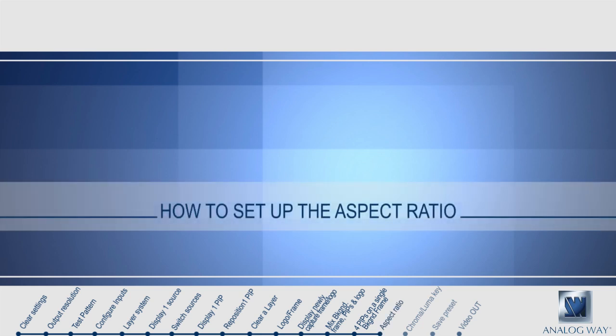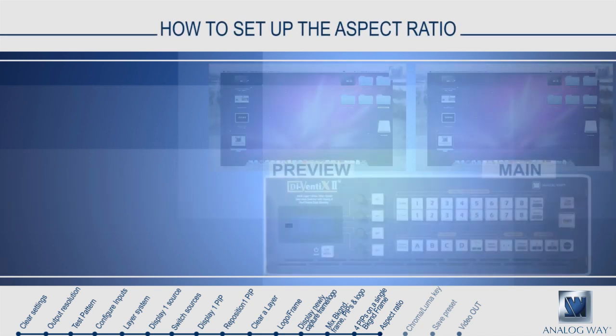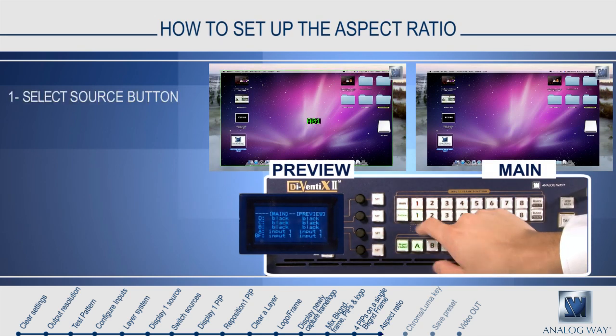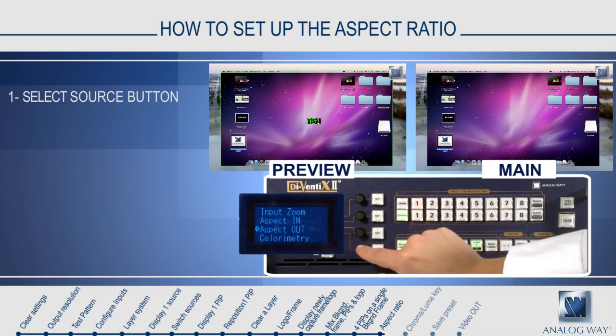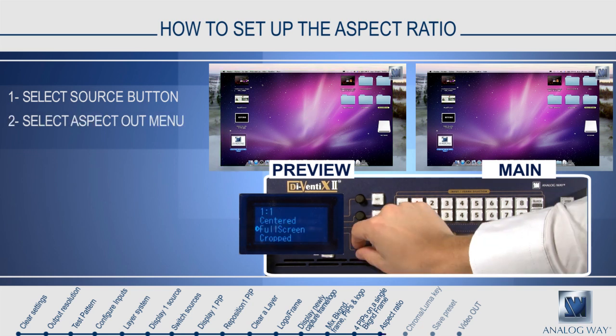How to set up the aspect ratio. To change the aspect ratio of a source, start by selecting the Source button to bring up the image menu. Select Aspect Out and choose a new aspect ratio.